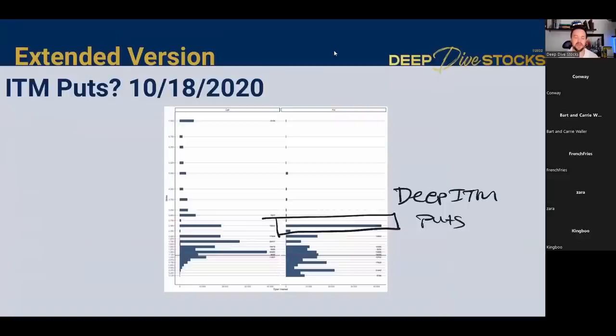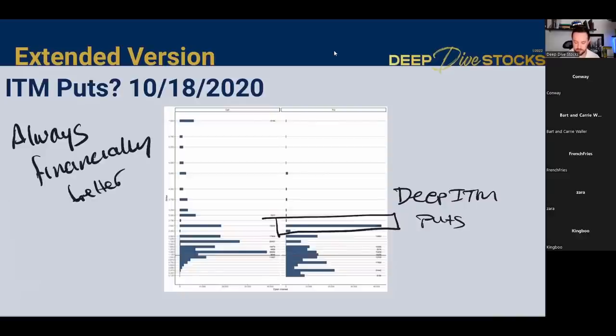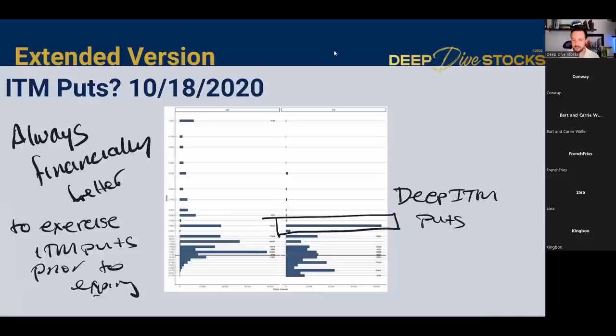In the money puts, for anyone who may not be too familiar with options, it is almost always financially better, for lack of a better word, to exercise in the money puts prior to expiry. And it's just another one of those market wisdoms, and there's some math behind it. But the idea is that if your option is in the money, you can simply exercise them, take a profit, and then if you want, reopen the position. Very rarely do we see deep in the money puts last till expiry. So that's why that caught me off guard, because there were a lot of deep in the money puts.